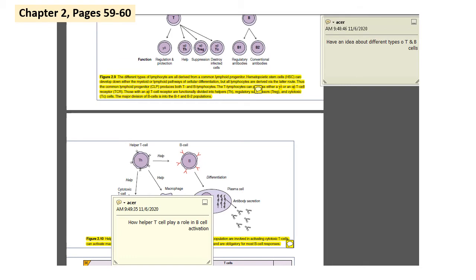The major divisions of B cells are the B1 and B2 populations. It's the most important. There are many divisions of B cells, but the main ones are B1 and B2. You have to know the difference between these subdivisions.